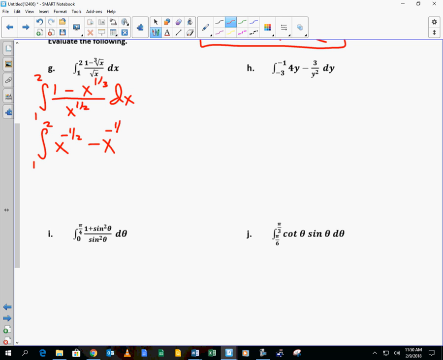Jake is on fire. 1 over x to the 1/2 is x to the negative 1/2. And then if you do 1/3 minus 1/2, that's 2 over 6 minus 3 over 6, which is equal to negative 1/6.